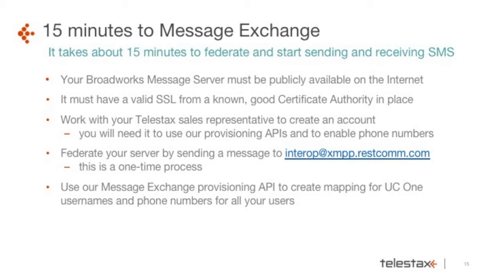The first step is to make sure that your message server is publicly available on the internet. It needs to have a valid SSL from a certificate authority in place so that we have that for security. Then on our end, we just need to set up an account that maps to your organization. At that point, we would get that information from you. And then it's a one-time process of us sending an interop message that confirms the federation, and we're done. We can then work with you on SMS enabling your numbers or other ways that you need to interact with messaging. So it's basically these 4 steps that allow us to connect, test and work together immediately.